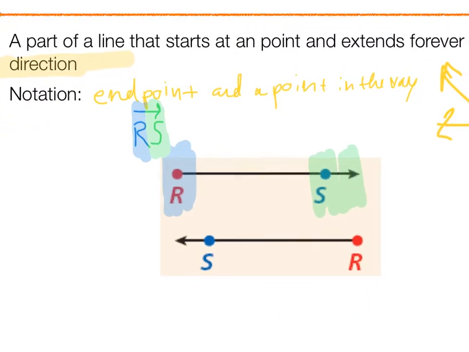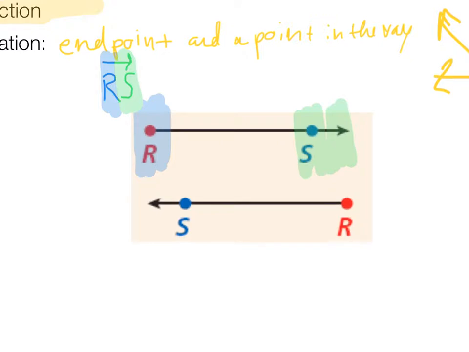Okay? What would the ray on the bottom be called? RS. It would also be RS, because look, it starts at R and goes through S. So it's important that the arrow, it's over here, that's on top of the S.